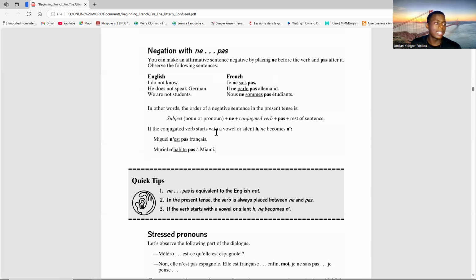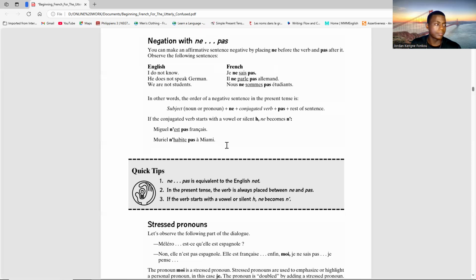If the conjugated verb starts with a vowel or a silent H, ne becomes an apostrophe. Miguel n'est pas français. Miguel n'habite pas à Miami.